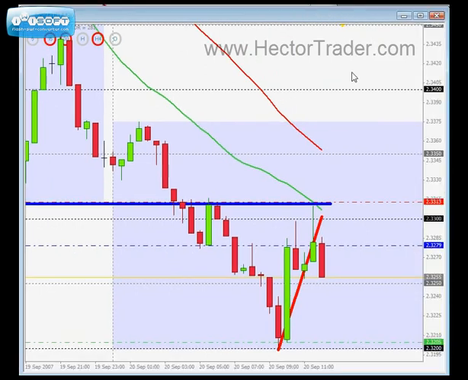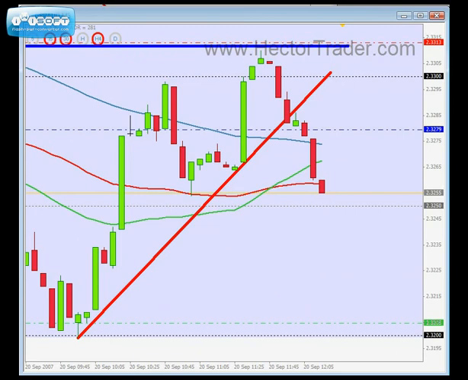So we are seeing clear GBP weakness across the board in different GBP crosses, despite the fact that the news were positive for the sterling pound. That made me believe that this market wants to go down, wants to go short, and well, I'm joining them.